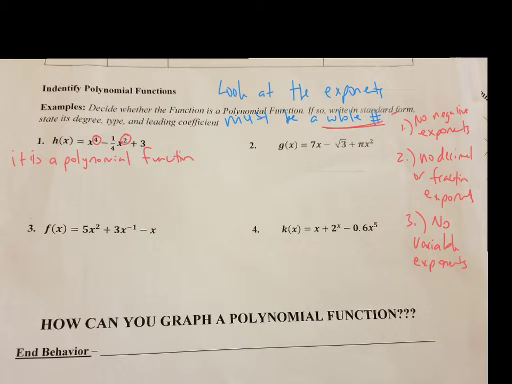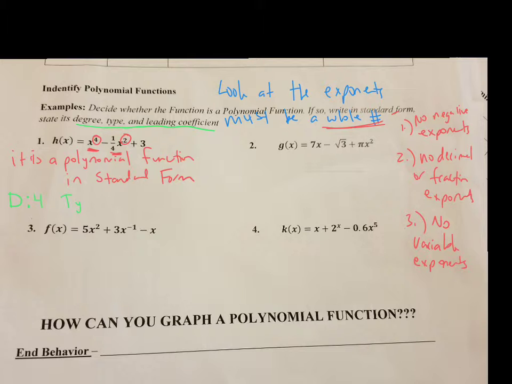Is it in standard form? Well, standard form means it has the biggest exponent first, then the next biggest exponent next, and then finally the smallest exponent last. And that's how this is. It is a polynomial function. It is in standard form. So now, we just have to find the degree, type, and leading coefficient. Well, the degree is the biggest exponent. That's 4.